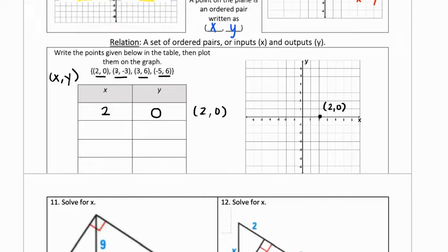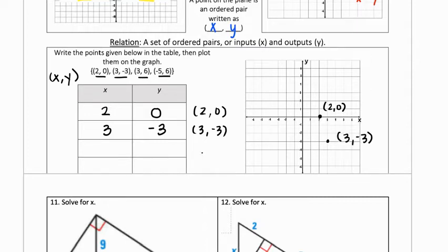In the next point on our list, we were given 3, -3. So again, our x value is just 3, and the y value is -3. So to write it in the table, we just transfer our x to our first column and our y to our second column. We'll write it on the graph by finding this point. So start at your origin, 0, 0, right at the center of the graph. My x value is +3, so I'm going to count 3 spaces to the right, and my y value is -3, so I'm going to count 1, 2, 3 spaces down. That gets me to my point 3, -3.